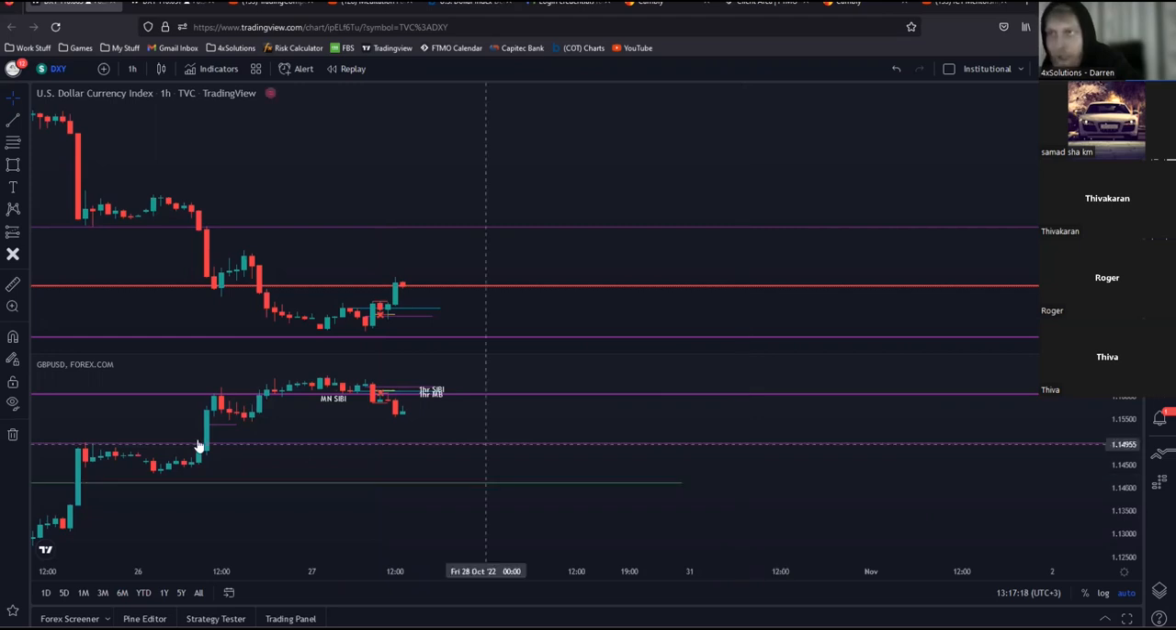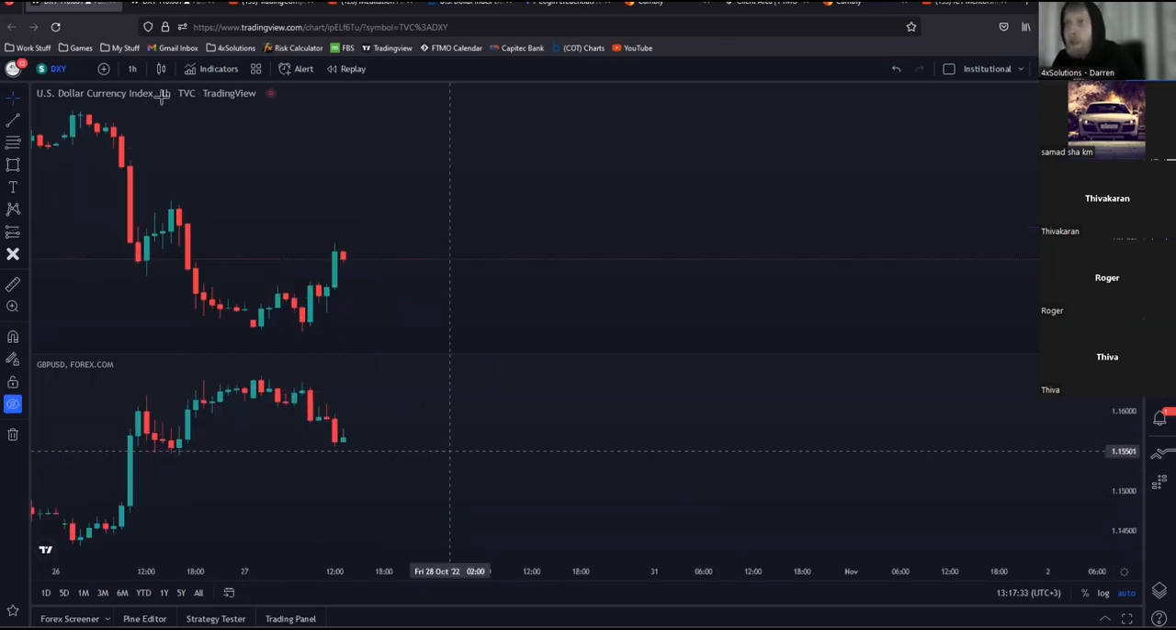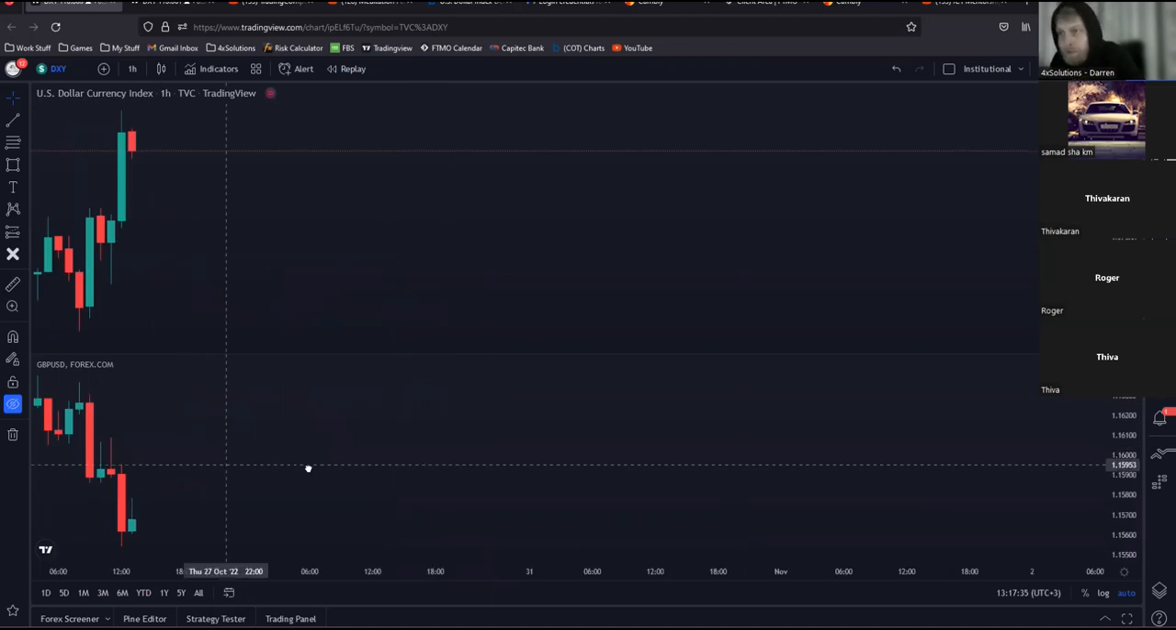Quickly, how do I remove all of these markings on my chart here without deleting them? Anyone? Is it this thing? The delete button. Yeah. Okay. So let's look at this, right?